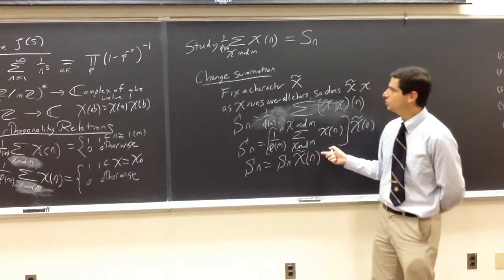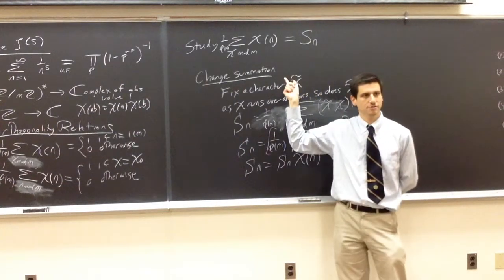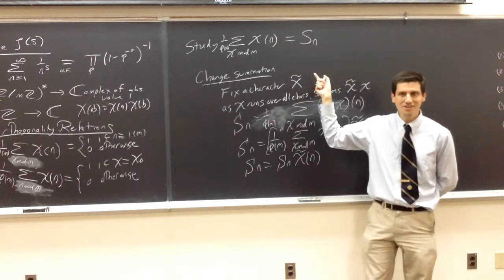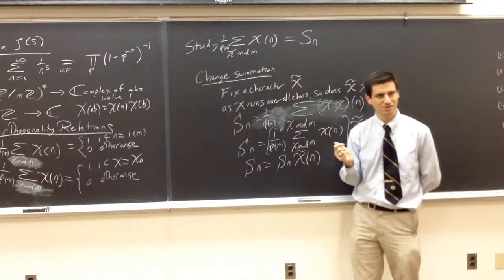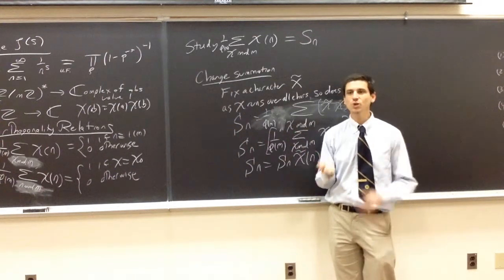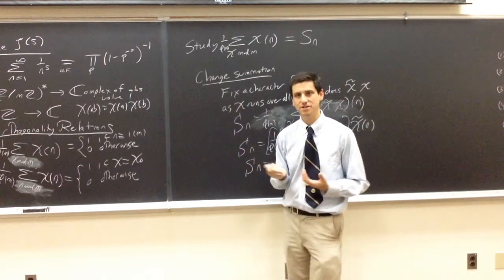Well, if this equals 1, what does that mean? Choose a different character. And if that character equals 1, choose a different character, unless there's no character you can choose. There's only one way you can't have a character that doesn't send it to 1.